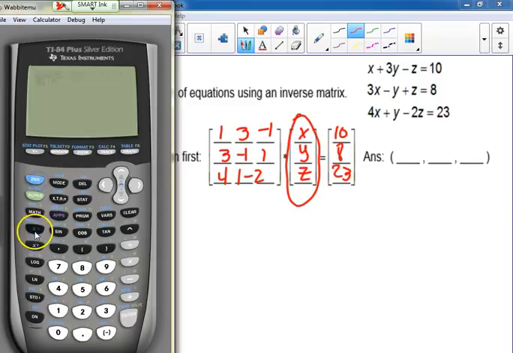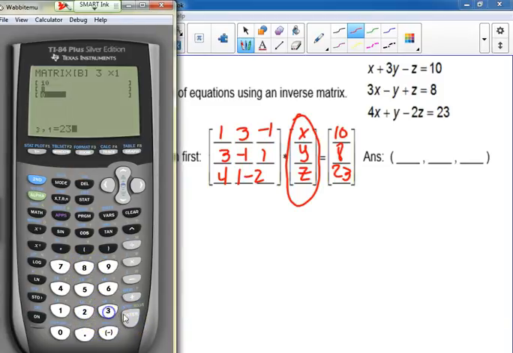And then in matrix B, you would put a 3 by 1 of 10, 8, and 23. And then on the home screen, you would put the name of matrix A, then hit the matrix key again, times the name of matrix B. I agree. I got 4, 1, negative 3.